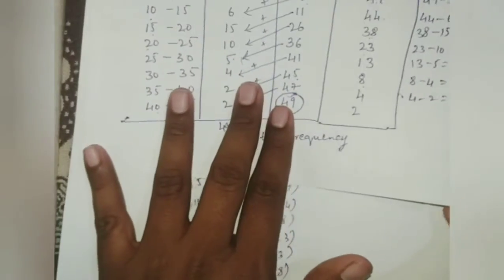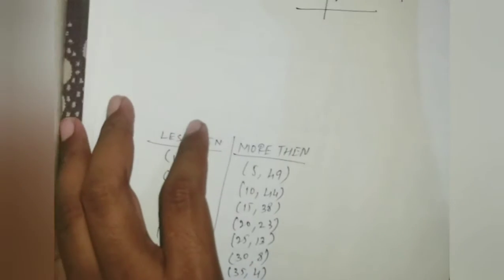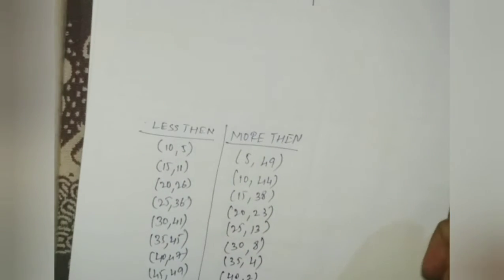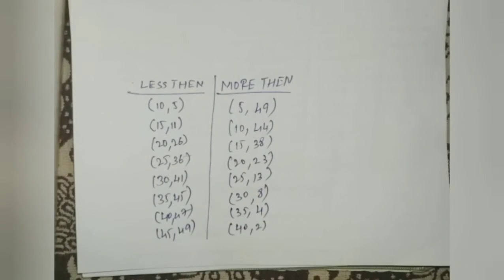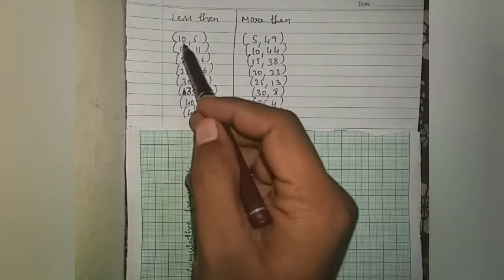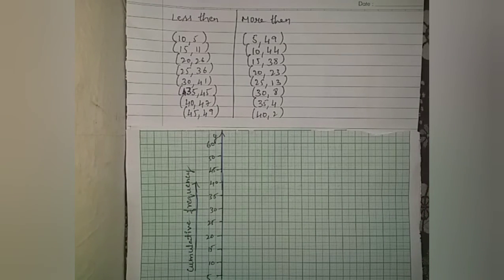So this way we find the less than and more than points. Any doubt, students? These are the values to find the less than and more than graphs. Considering these points, we'll plot a graph. Now I'll show you how to plot these points on a graph and how to find the median.